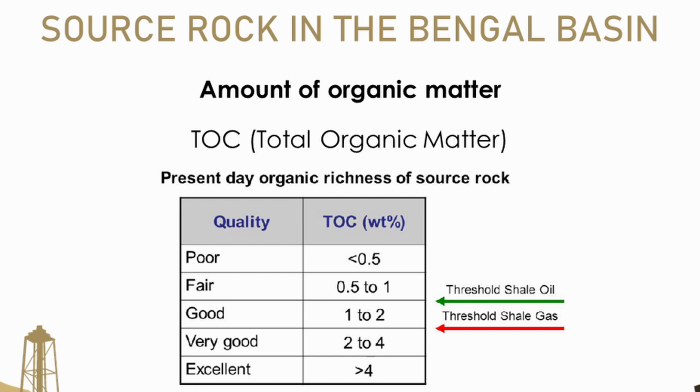For example, if TOC is less than 0.5%, you can say it's a poor source rock. If TOC is between 0.5 to 1, then it's a fair source rock. If it has 1 to 2% TOC, you can say it's a good source rock. If the TOC of source rock is 2 to 4%, then it's a very good source rock. If its value is more than 4%, it's an excellent source rock. There is also marked the threshold of shale gas and shale oil.